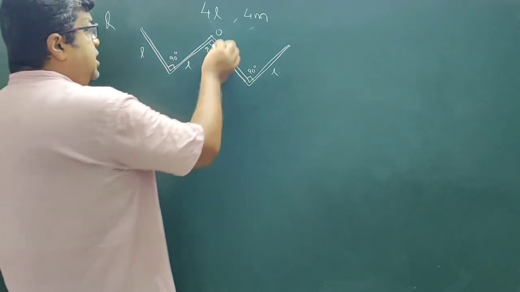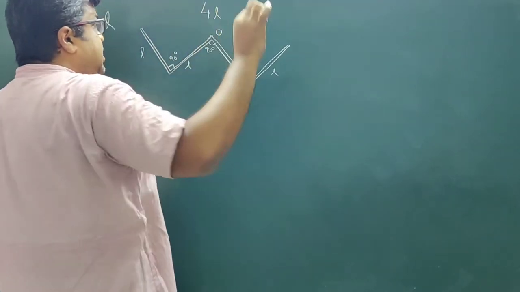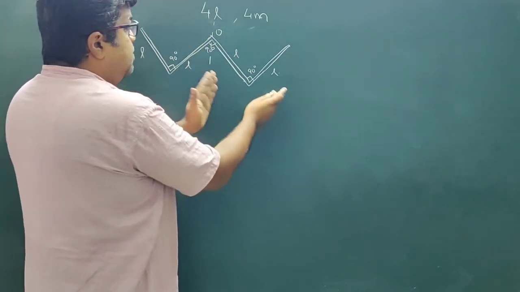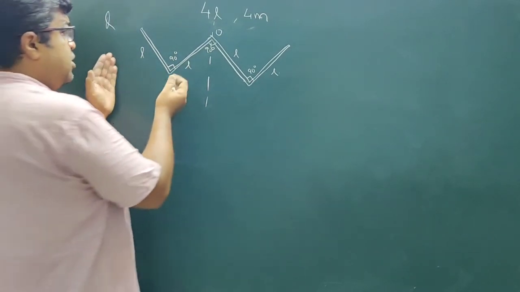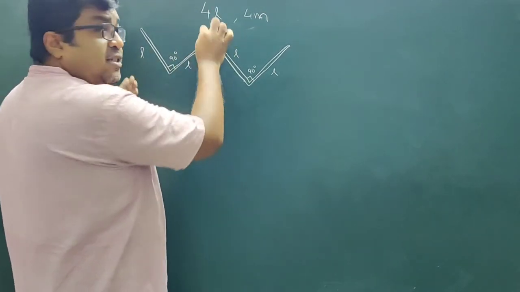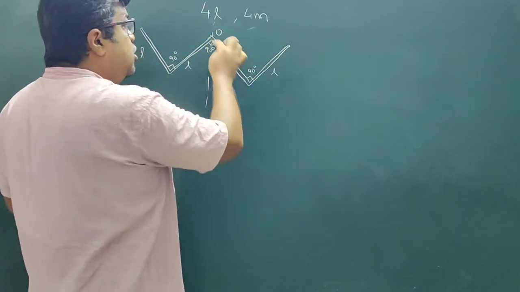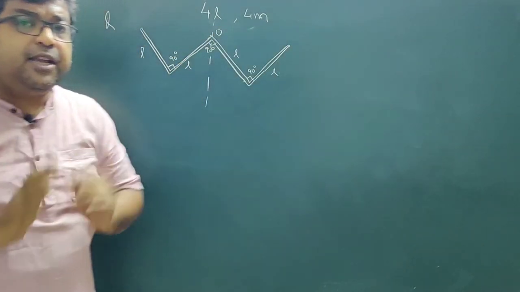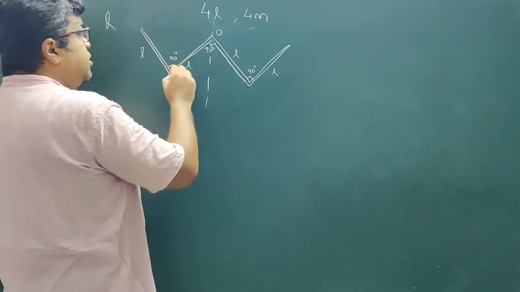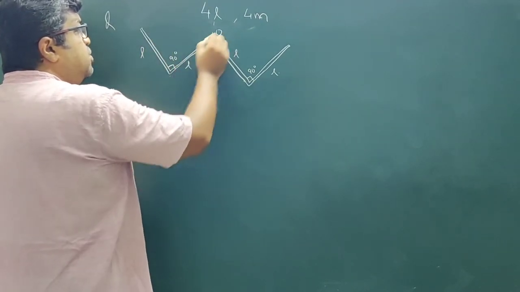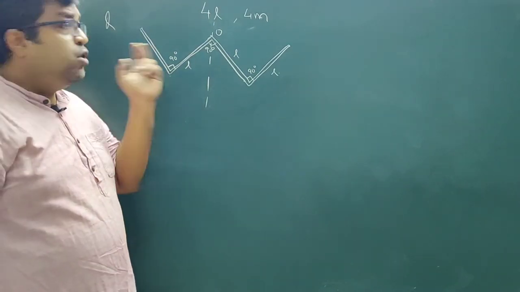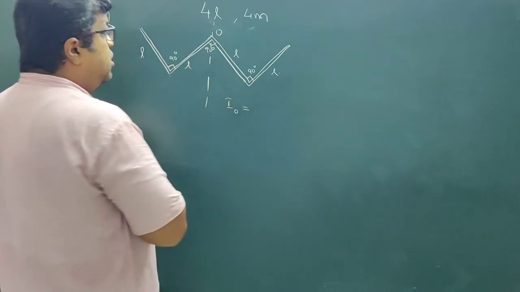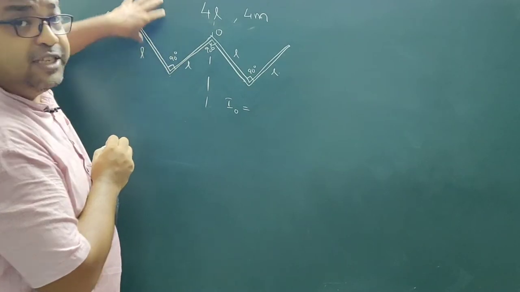And you have to find the moment of inertia about this axis. Now if you see, to the left of this line, this part and this part are identical. So if you are able to calculate the moment of inertia of this part about this axis, then for this part also the moment of inertia about this axis will be the same, because they are identical. So moment of inertia about O is equal to the moment of inertia of this segment multiplied by 2.